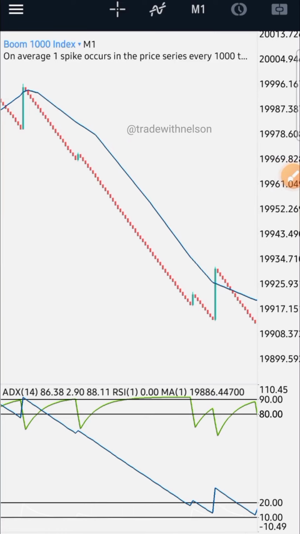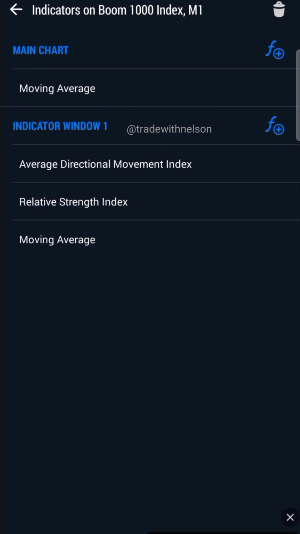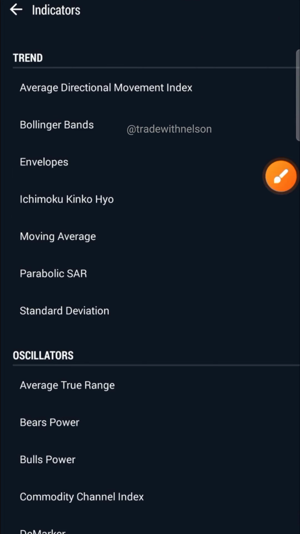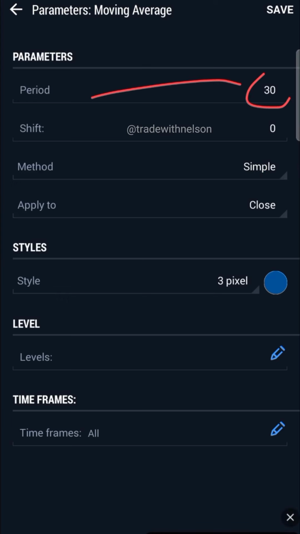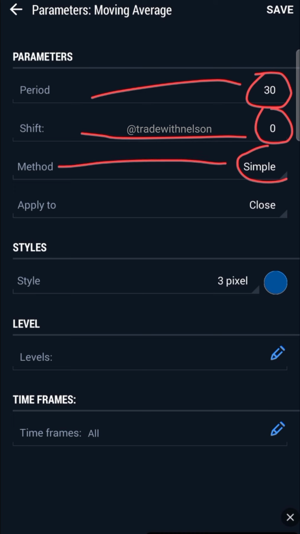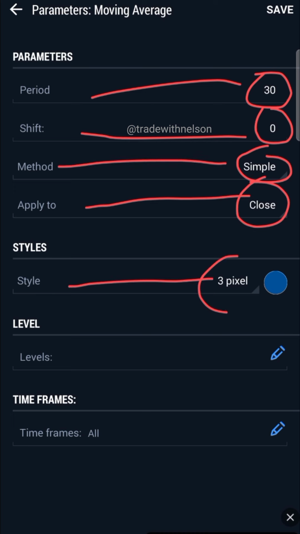So now let me show you the settings of my indicator, the one I use for this strategy. The first thing you do is click on your indicator icon over here. If you click on that, I have 3 indicators: the moving average, the average directional movement index, which is ADX, the relative strength index RSI, and another moving average. To select the first moving average, you click on the F icon of the main chart. This is the moving average. Make your period 30, shift 0, method simple, apply to close, style 3 pixels, select a color of your choice and click on save.